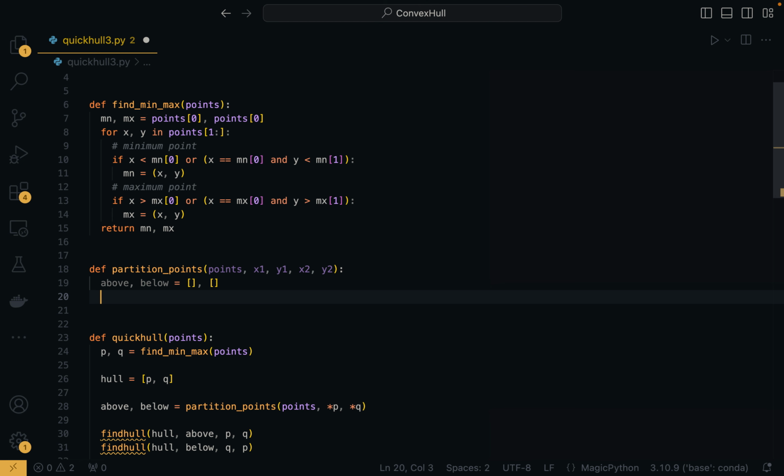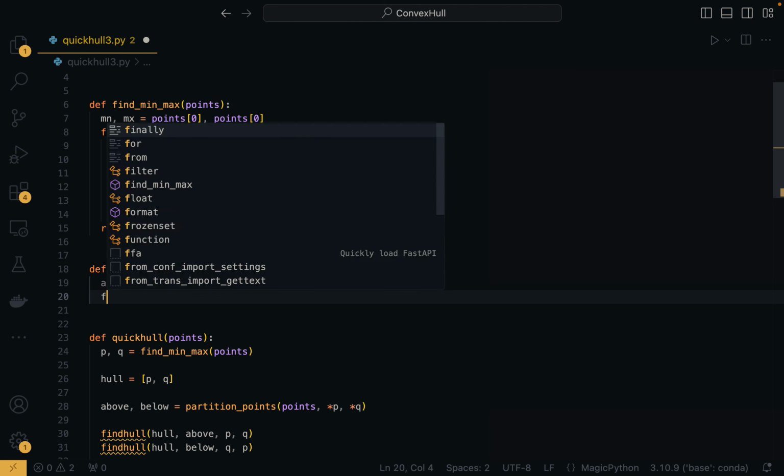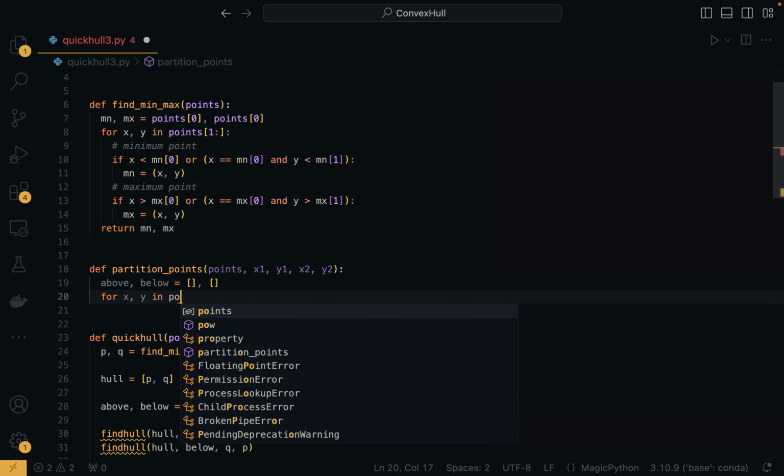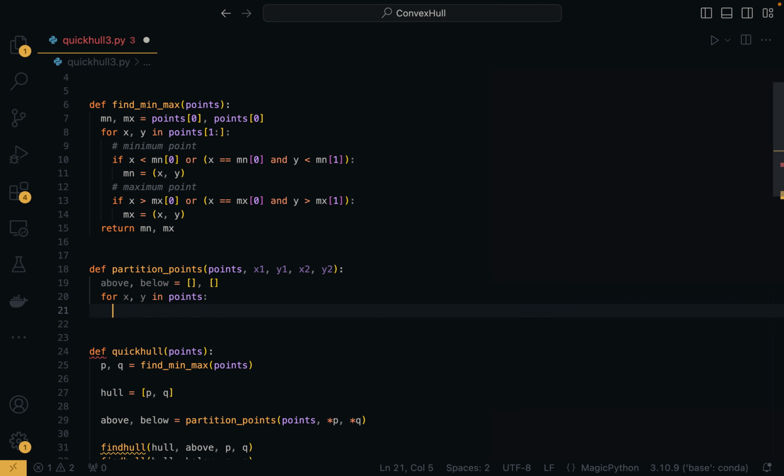And now let's loop through the points and find which points are above and below. I'm going to use this formula here. If you'd like to know how this formula came to be, or where I got it from, look in the description of this video, where I will post a link to another video where I explain it.